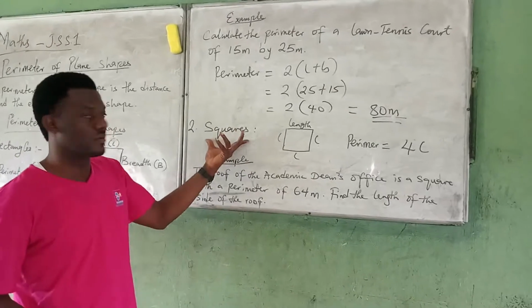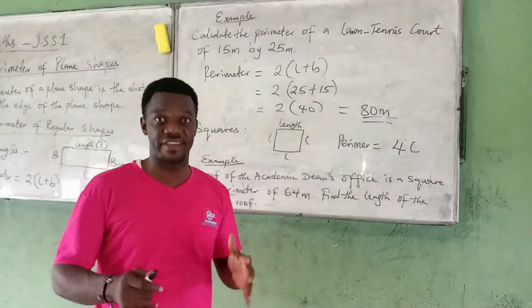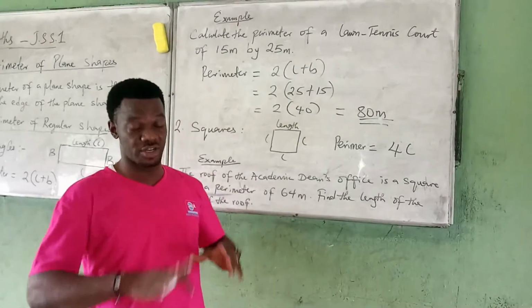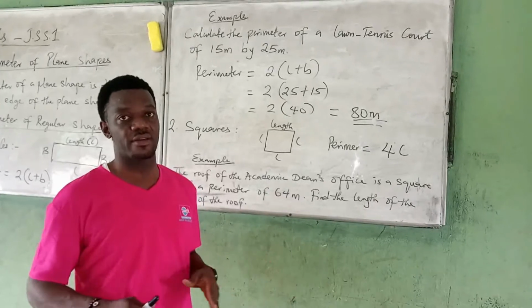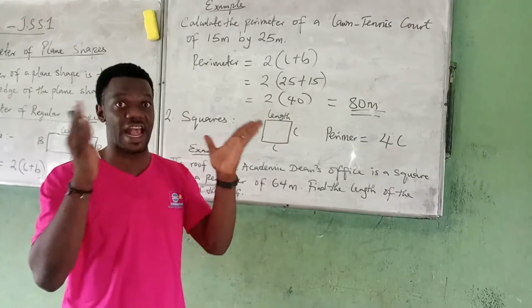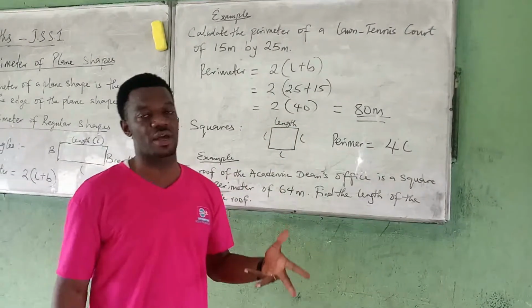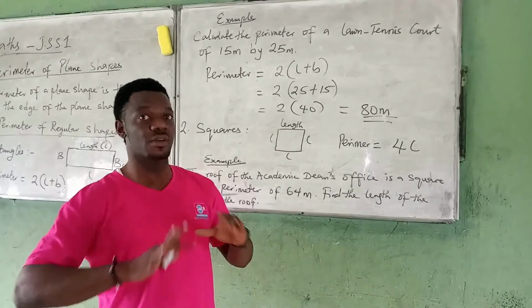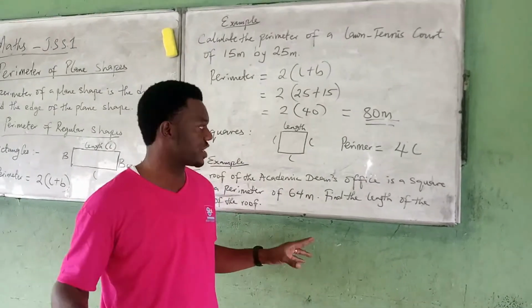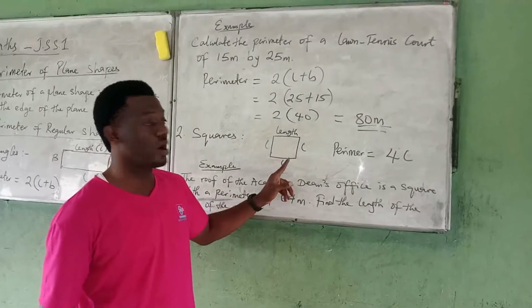This is a square. You know that a square is a plane shape in which all the sides are equal. All the 4 sides are equal. It's a quadrilateral, a 4-sided shape. All the sides are equal. That's a square. So in a square, we don't talk about length and breadth. We talk about length, because the sides are all equal. So this is a square with equal length.